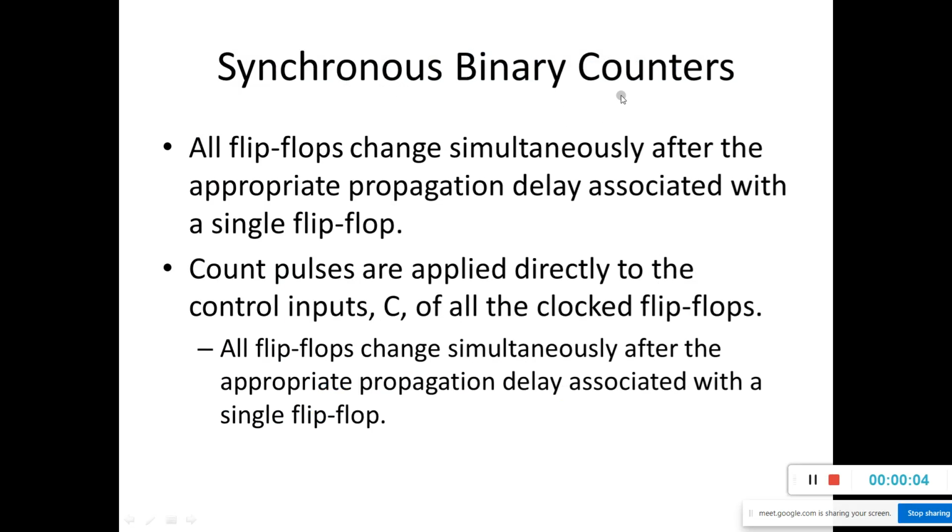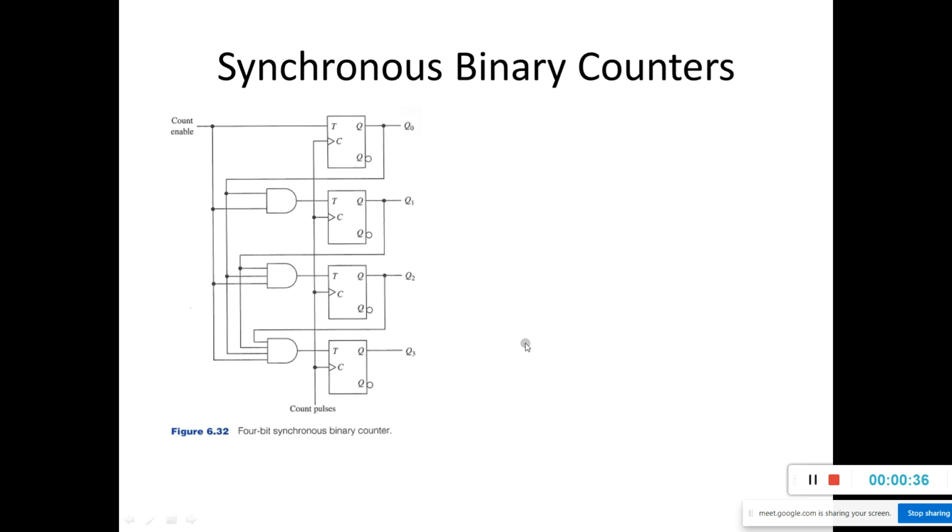Synchronous binary counters. In this, all the flip-flops change simultaneously after the propagation delay associated with the single flip-flop. Count pulses are applied to the control input C of all the clocked flip-flops. That is, here you can see that all flip-flops can change simultaneously after the propagation delay associated with the single flip-flop. So what is the difference between the asynchronous and synchronous?